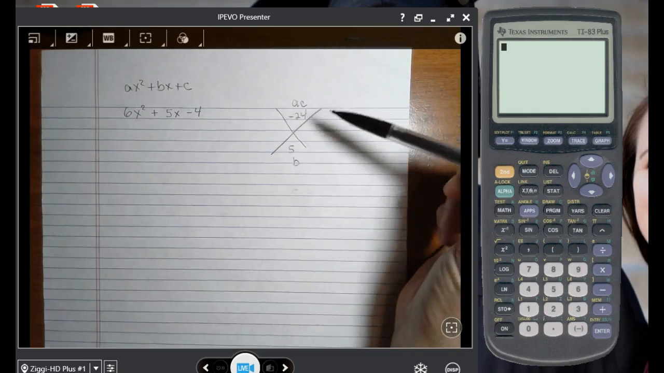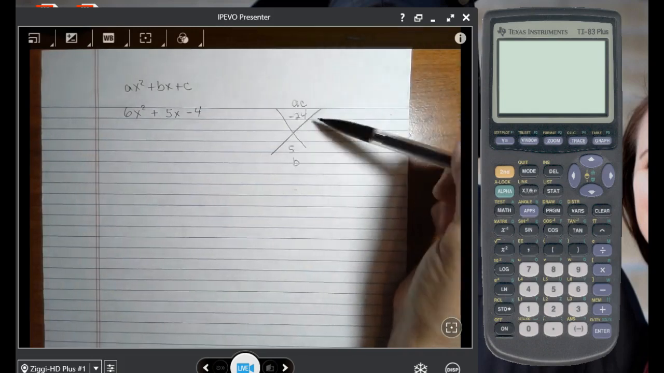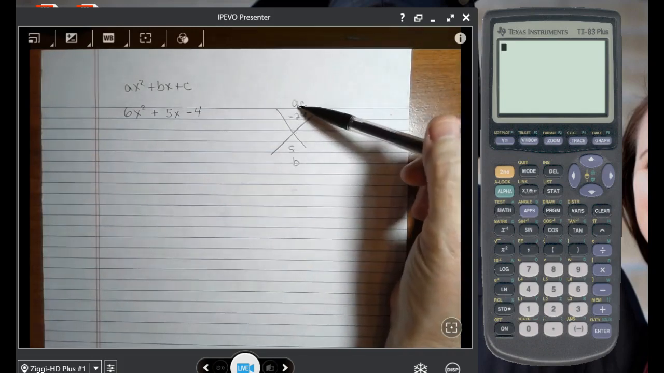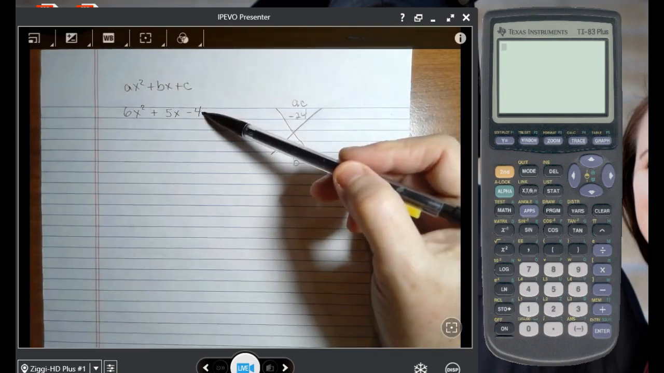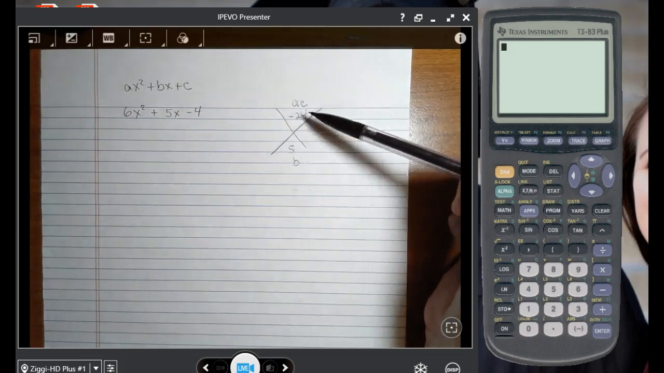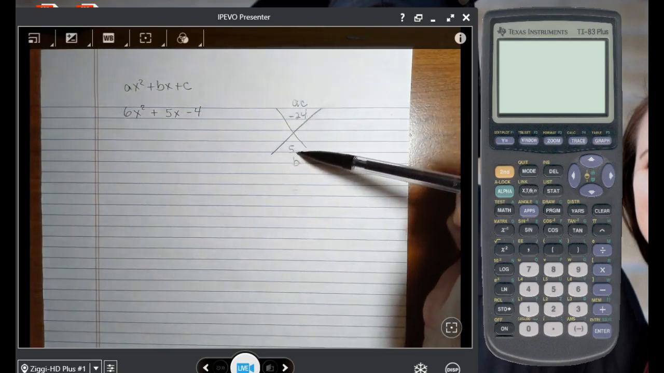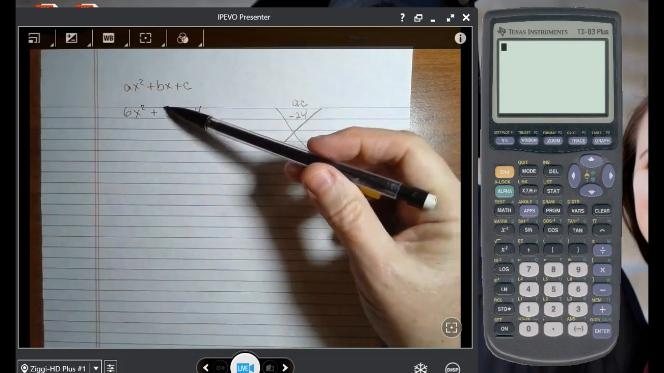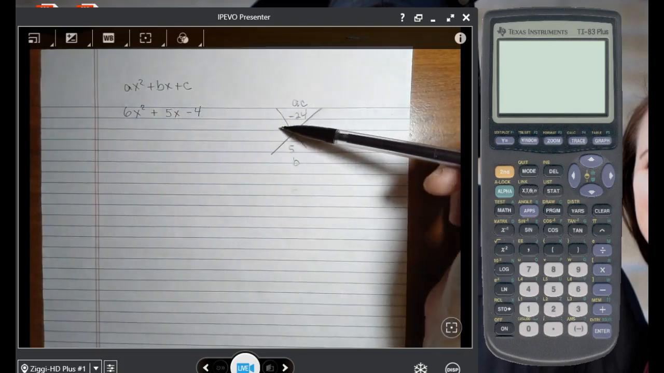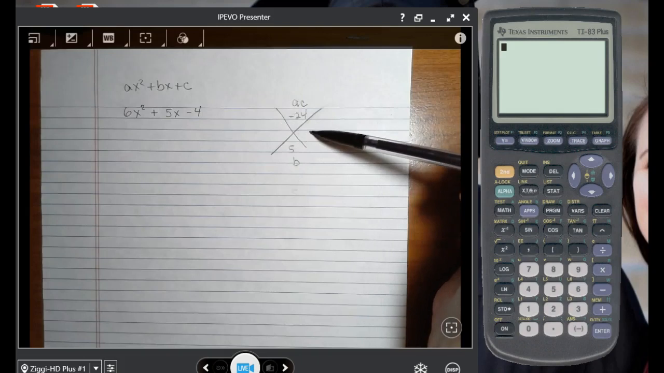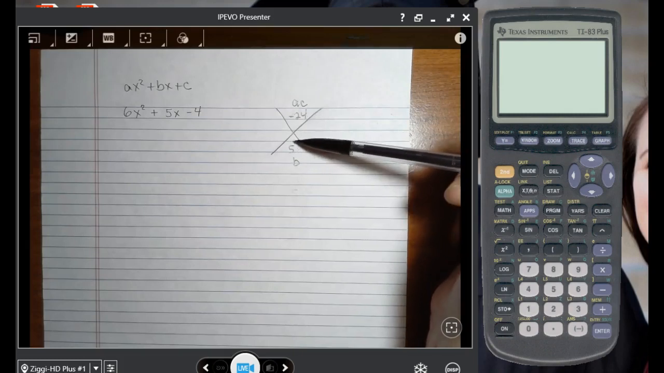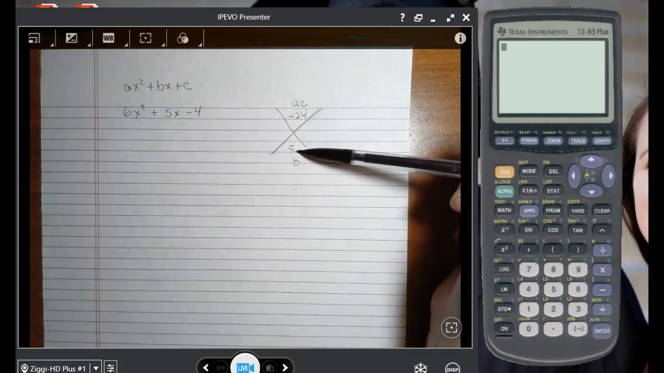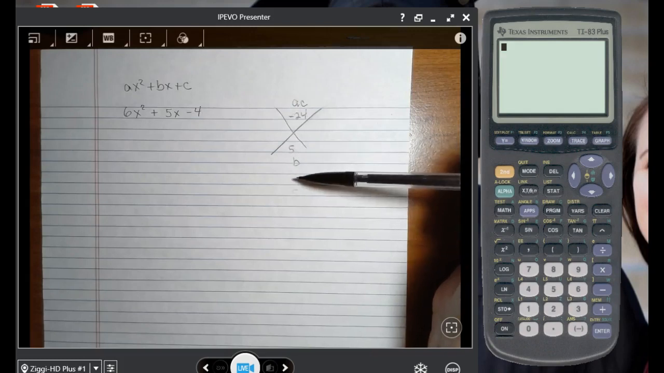In this, I drew an x, and in this first spot, I want to do a times c. So a is 6, c is negative 4, so that's negative 24. And then in this part, I'm going to put my b, which is 5. Okay. Now, I want to look at my other two spots, and I want to know what will multiply and give me negative 24 and add or subtract and give me a 5, and it's a positive 5. So this is what I want to figure out.